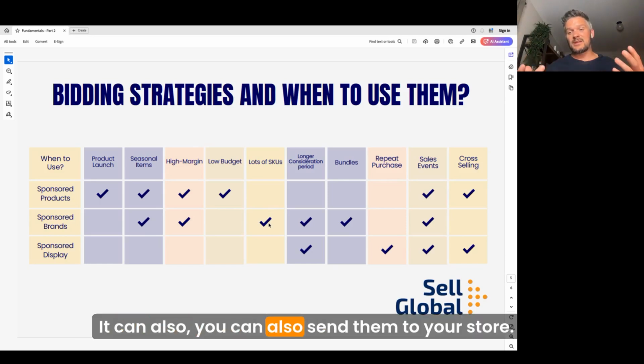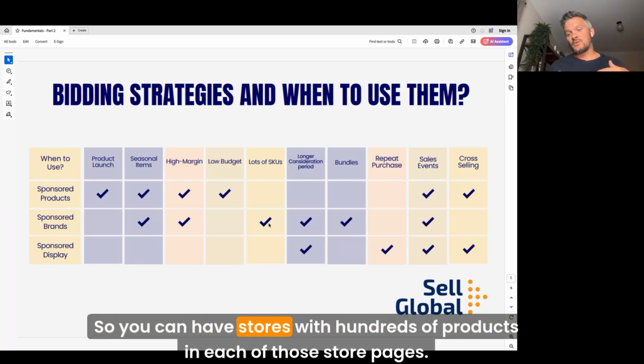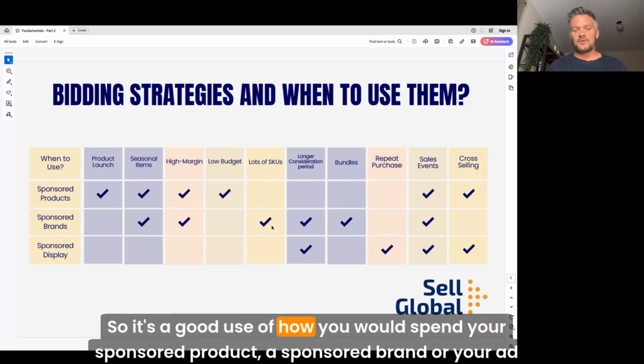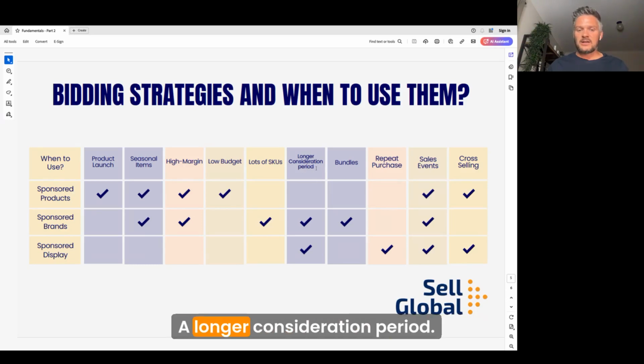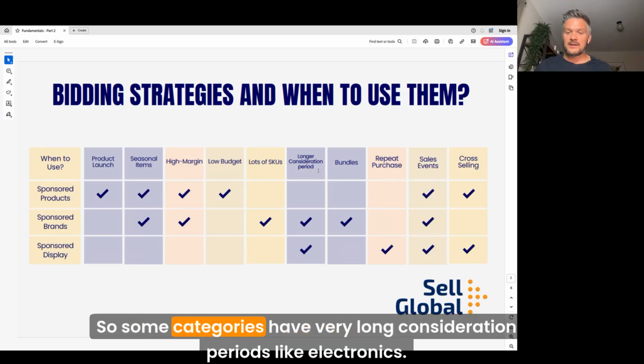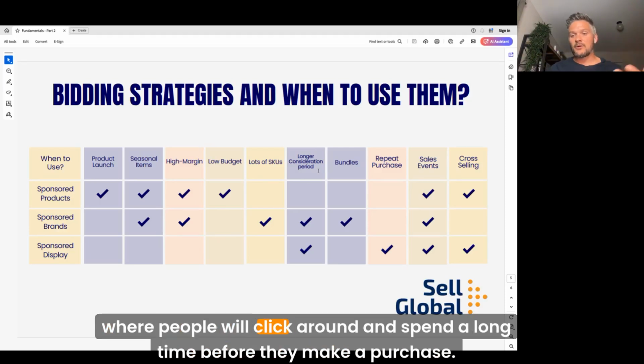You can also send them to your store, so you could have stores with hundreds of products in each of those store pages. So it's a good use of how you would spend your sponsored brand, or your ad spend, I should say. A longer consideration period. Some categories have very long consideration periods, like electronics, where people will click around and spend a long time before they make a purchase.